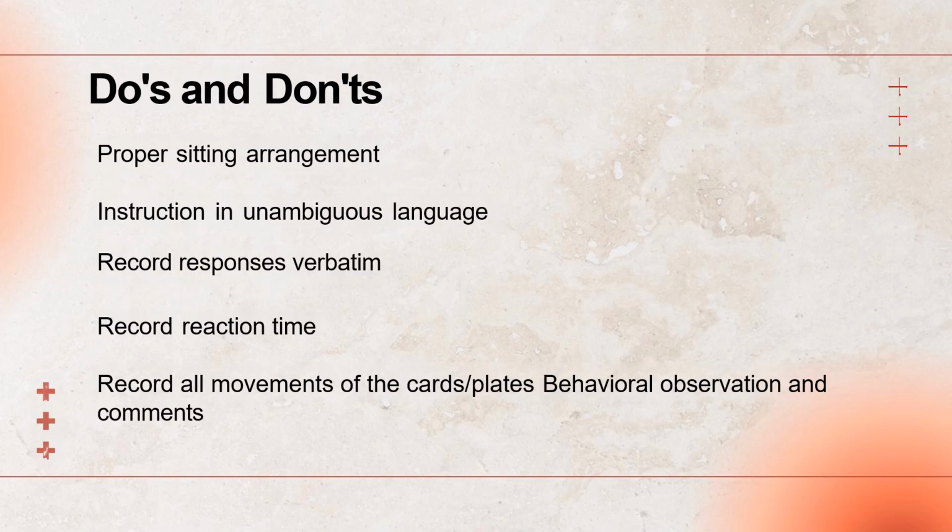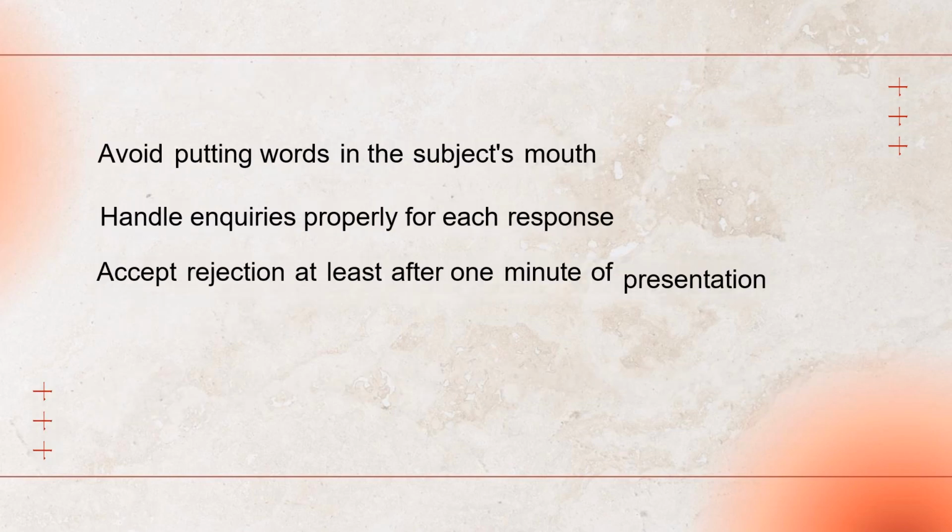What are the do's and don'ts of Rorschach? Proper sitting arrangement should be made. Instruction in unambiguous language. Now the plates are ambiguous, but what we say the patient should understand. So the instruction should be in unambiguous language. We should record responses verbatim. We should record the reaction time and record all movements of the cards placed, behavioral observation and comments. These are what the psychologist does on her personal basis.